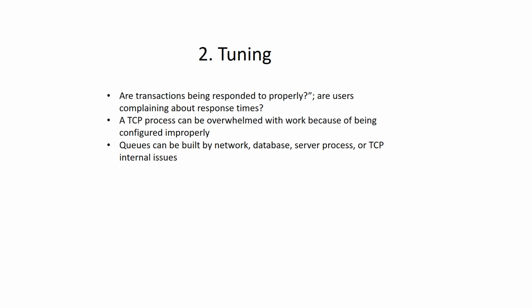But in general, anytime you want to tune a system, there are 4 basic areas that you need to look at on a NonStop server. You have to look at the network. You have to look at any queuing getting to the database. You have to look at server processes to make sure they're not overwhelmed with requests. And the TCP, because it can handle multiple clients, can get overwhelmed with work also. So all of these are potential queue places inside or on a NonStop server.